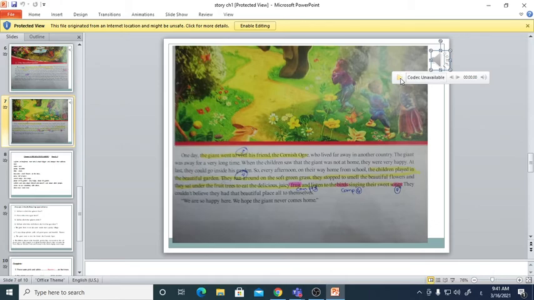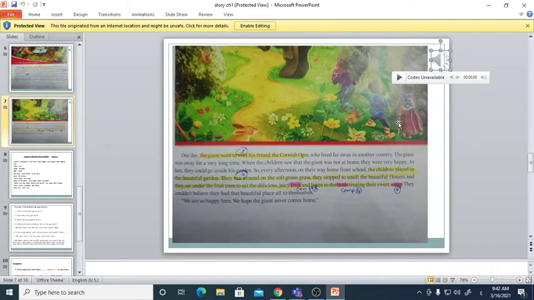An ogre is a creature that is giant and doesn't look very pretty or handsome. Who lived far away in another country? He lived far away in another country. The giant went to visit him. The giant was away for a very long time. He stayed at his friend's house, or his friend's country, for a very long time.